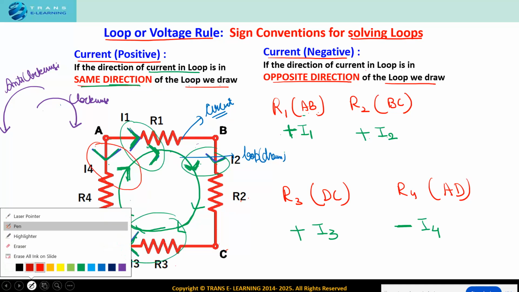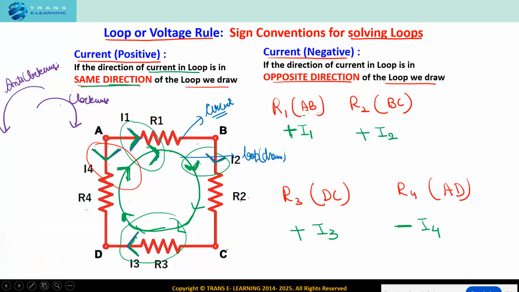So a simple rule will help you to solve all the circuits. I repeat: if the direction of the current in the loop is the same as the direction of the loop that we draw, it is positive, and if the direction of the current in the loop is opposite to the direction of the loop we draw, it is considered negative.